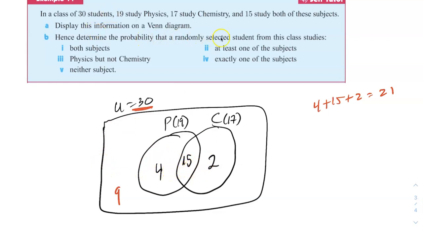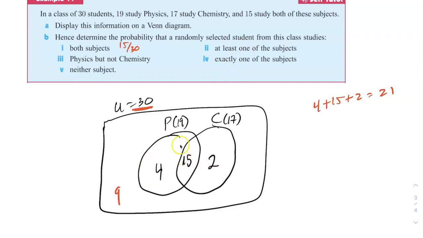Hence, determine the probability that a randomly selected student from the class studies both subjects. That would be the 15 out of the possible 30. Two. At least one of these subjects. At least one means one or both. So it's all this part right here.